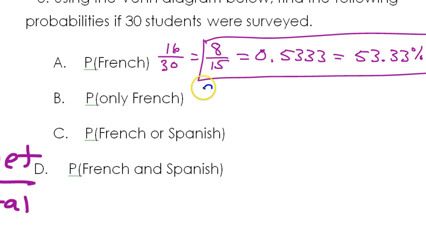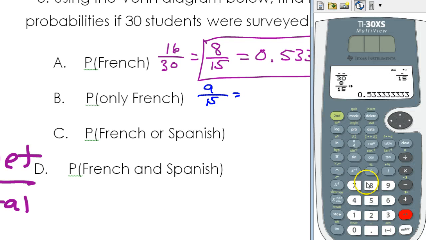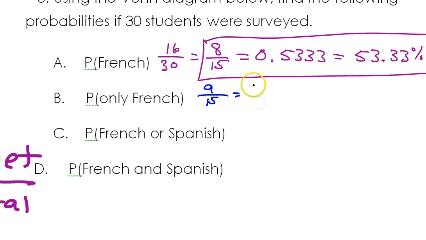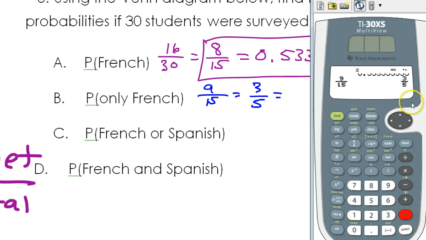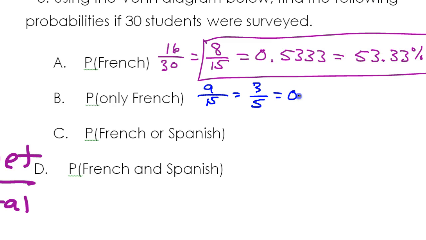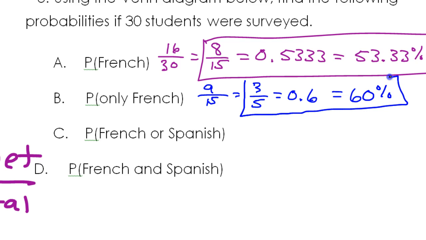So that would be 9 over 15. That also reduces. 9 out of 15, both divisible by 3, so that's 3/5. What's that, 0.6? Which if I move the decimal point twice would give me 60%. So this would be the answer for B.